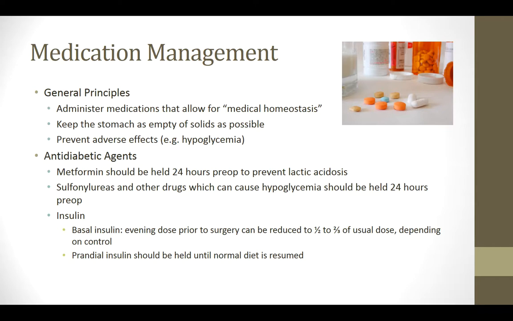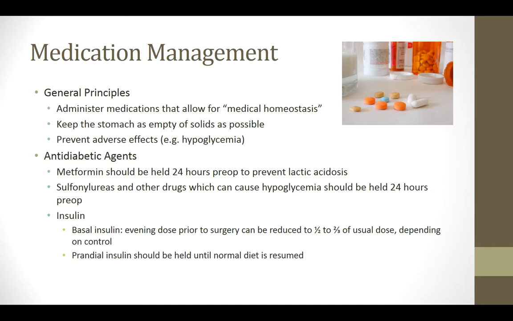So when you're advising your patients who are about to have surgery, one of the components of that is managing their medications. You need to understand what the goal is in terms of medication for surgery. So there are 3 principles you want to keep in mind. One is that you want to maintain medical homeostasis. If the patient is doing well, we want to keep them doing well. We want to keep those chronic conditions exactly in their best place that we can keep them. But we also want to be careful that we keep the stomach as empty of solids as possible, and we want to prevent the adverse effects that can come with anesthesia, such as hypoglycemia.